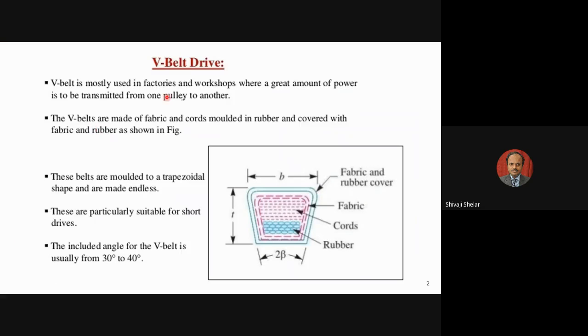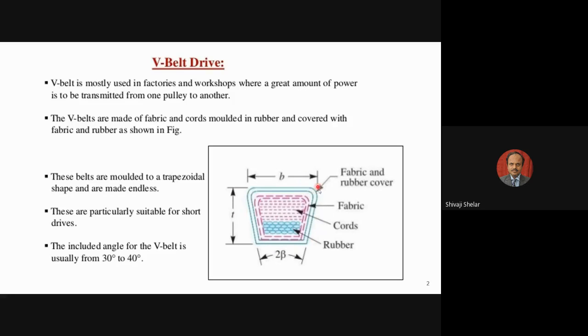Let's understand the meaning of V belt. The shape or cross section of the V belt is not exactly V, please remember. It is a truncated form of V. So the cross sectional area is a trapezoid. Truncated means it is cut from the bottom here. So this is a trapezoidal section.